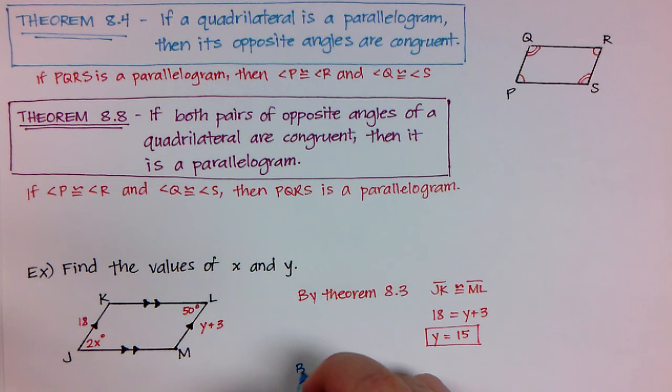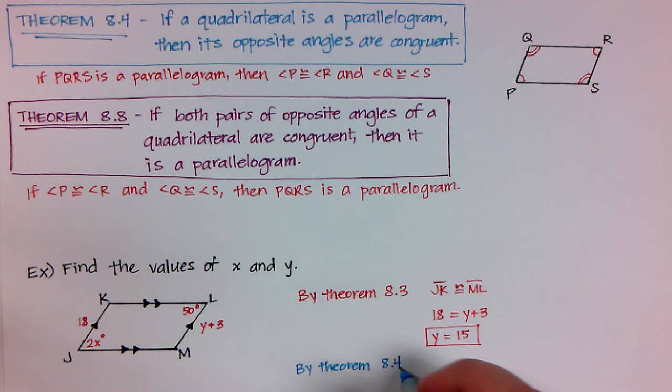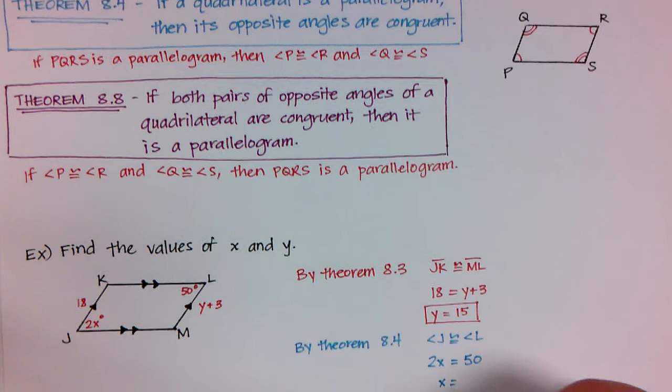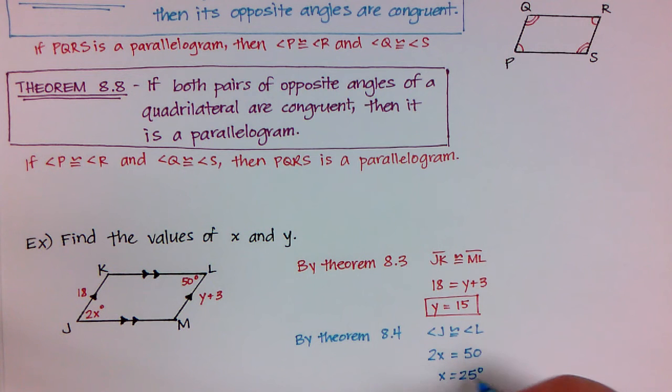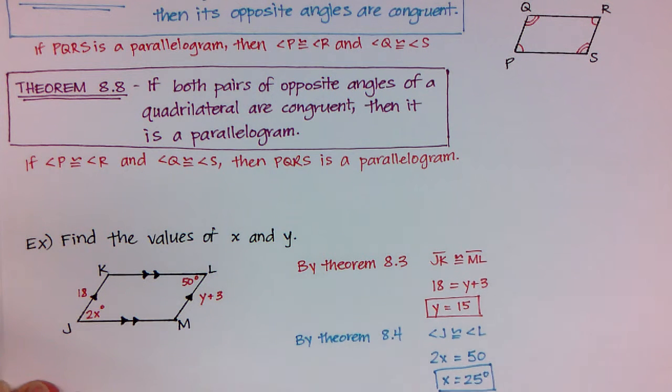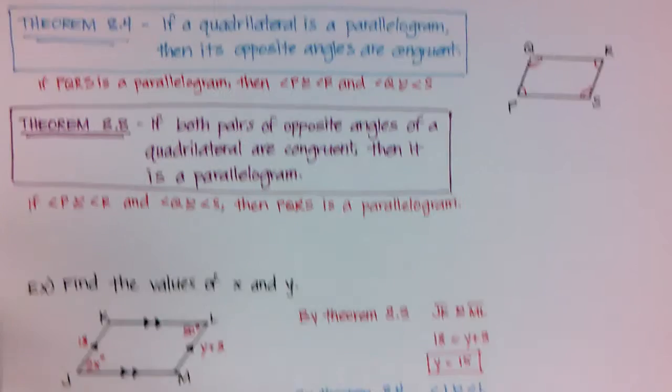Also, by another theorem, Theorem 8.4, I was told that angle J should be congruent to angle L because they're opposite angles. And I'm already told that it's a parallelogram. So J is 2x, L is 50 degrees. So if I divide by 2, then I find that x equals 25 degrees. So this is just putting some of those theorems into practice. Okay. So let's go ahead and move on. I have lots of theorems for us today.